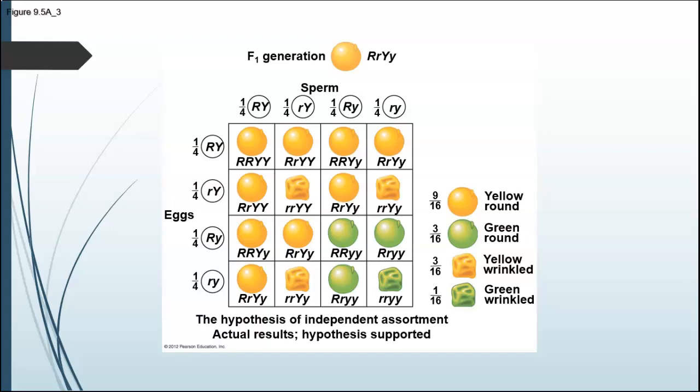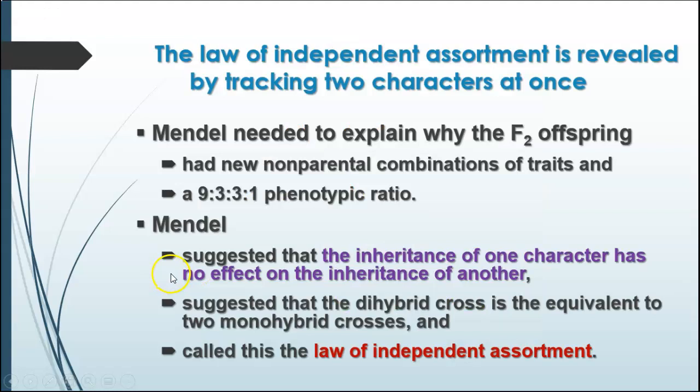That's a phenotype ratio. The genotypes are a little bit more complicated, and we're not going to worry too much about figuring that out. But understanding how the genotype ratio is going to work is going to be our main focus. Okay. So he had to figure out a way to explain that, because now there were non-parental combinations of traits. Okay. So his suggestion was that the inheritance of one characteristic has no effect on the inheritance of another.